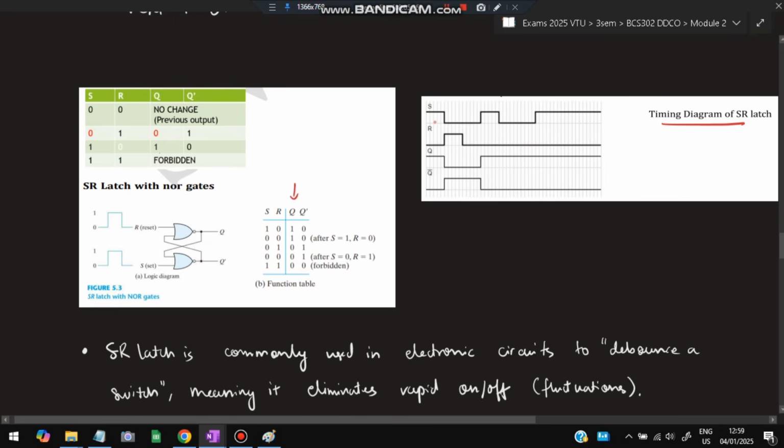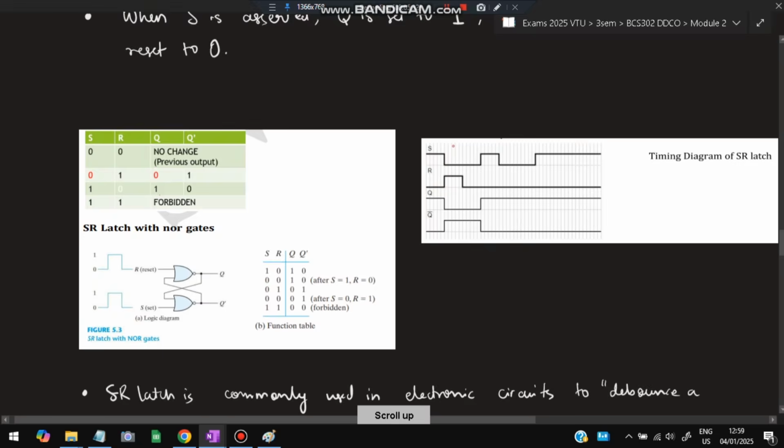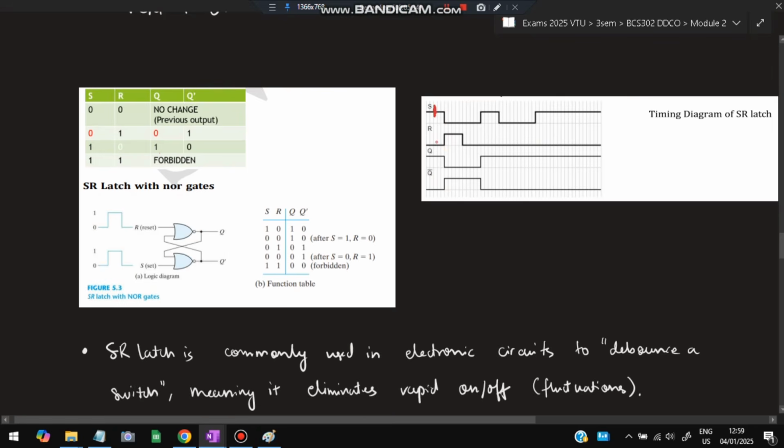So first see, S is true here, and S became false here, and reset became true here. So what happened at this point? Observe at this point what is the value of Q. Q value is 1 here. This is 0, this is 1. Q value is 1 here. When set became 0 and reset became 1, Q became 0 and Q bar became 1.